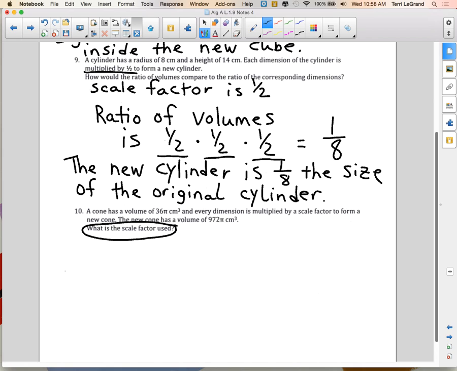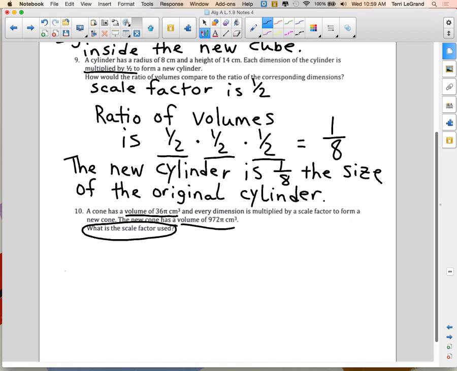So we have a cone that has a volume of 36 pi centimeters cubed. And that's kind of important. Volume of, let's underline that. And every dimension is multiplied by a scale factor to form a new cone. Notice they didn't tell us what the scale factor was. The new cone has a volume of 972 pi centimeters cubed.